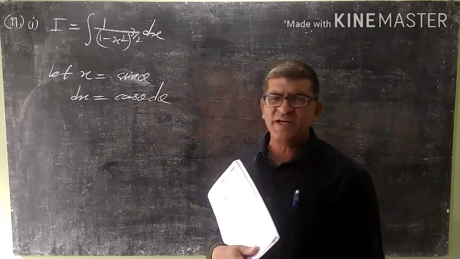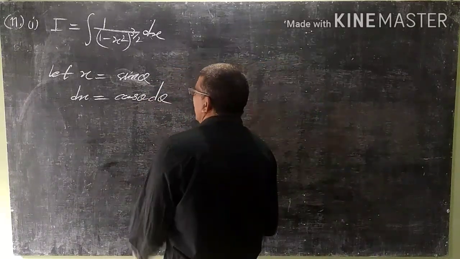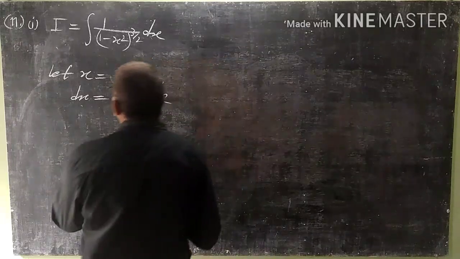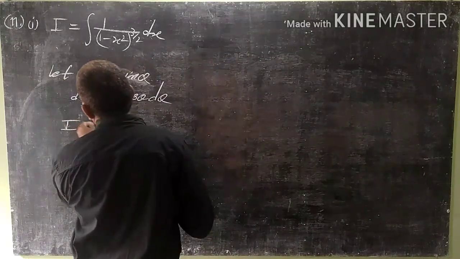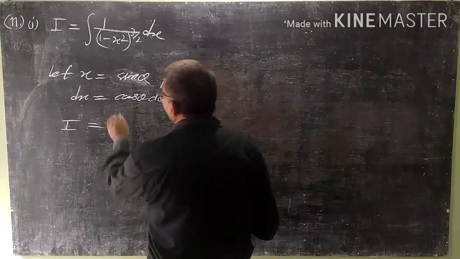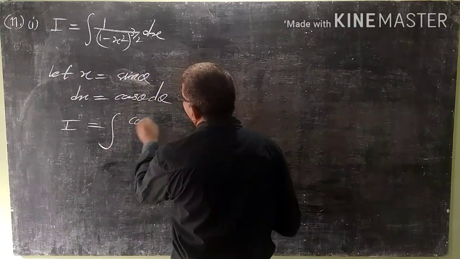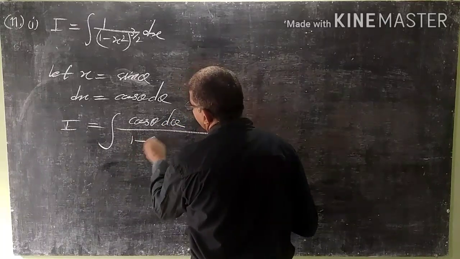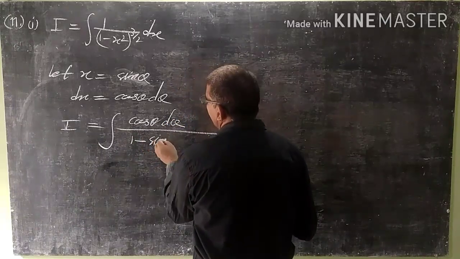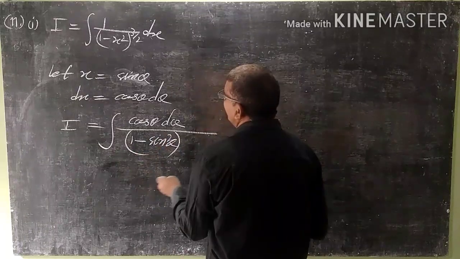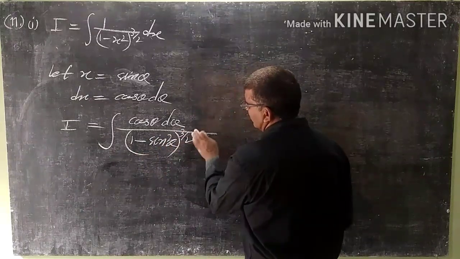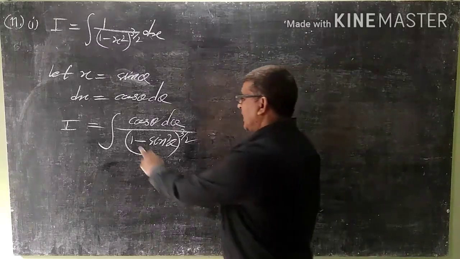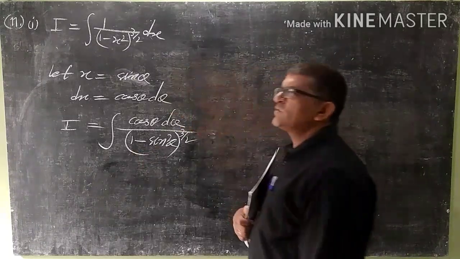Then we take dy by dx of it with respect to theta. Then I equals cos theta d theta upon (1 minus sine square theta) to the power 3 by 2. Now you can put here cos square theta.